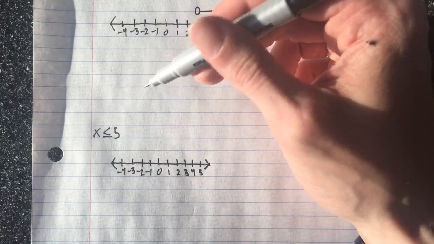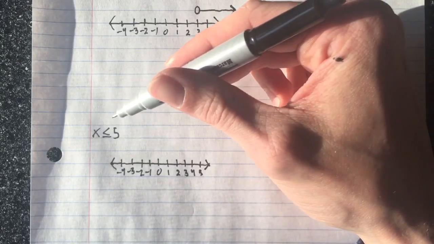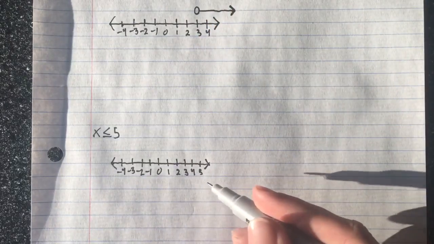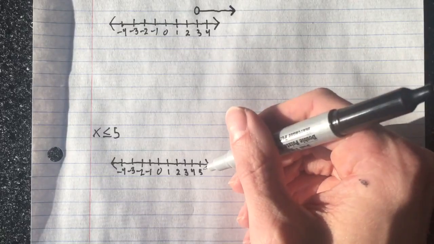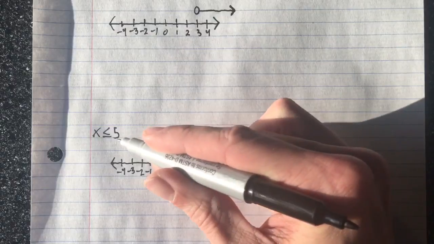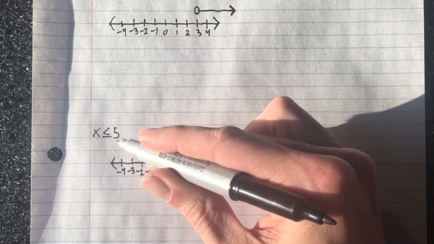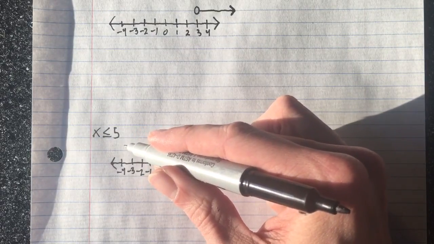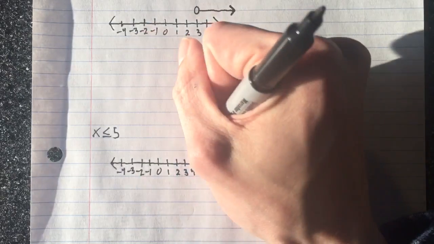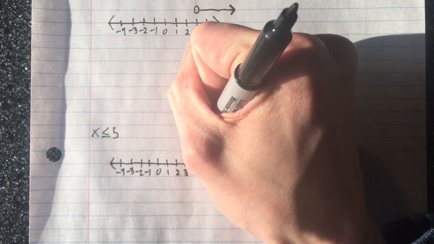So, this inequality is telling us that x is less than or equal to 5. So, first we're going to look at our number line. We're going to see the number 5. And because our symbol says x is less than or equal to 5, we know that 5 is a solution and therefore should be a part of our line. So this time we're going to draw a solid dot above the 5.